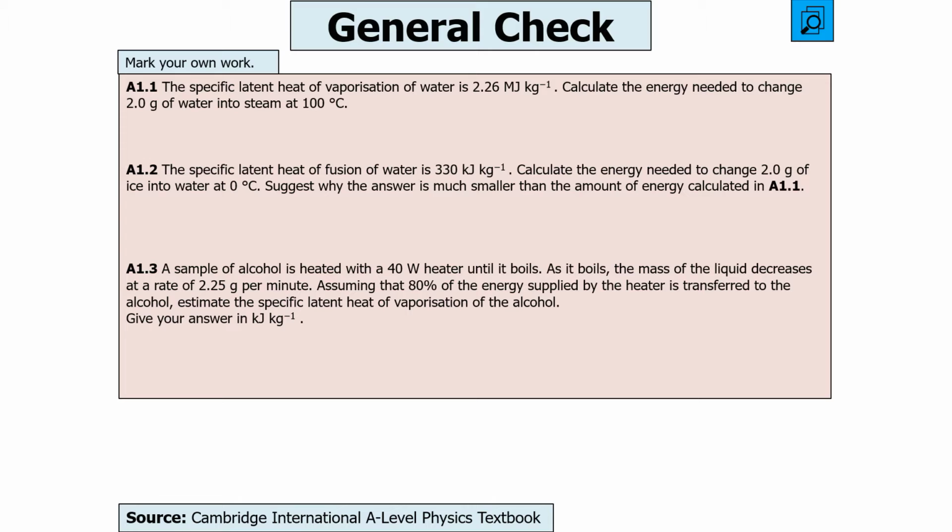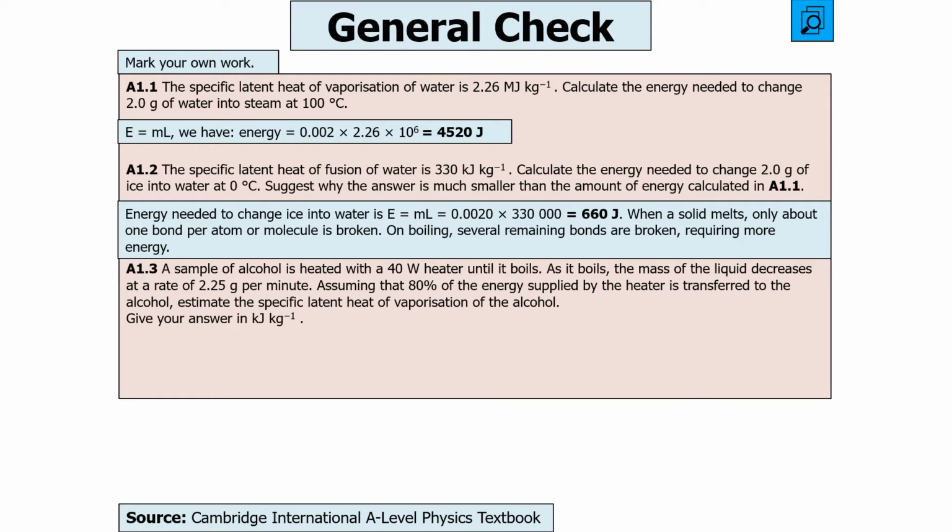Right, in this first one we know E equals ml, that's the equation for latent heat, so we can pop in the values. Remember to convert grams into kilograms and megajoules per kilogram into joules per kilogram, so therefore it's 4,520 joules. In this next question, E equals ml again, convert our grams into kilograms and our kilojoules per kilogram into joules per kilogram. So when you multiply them together, we get 660 joules.